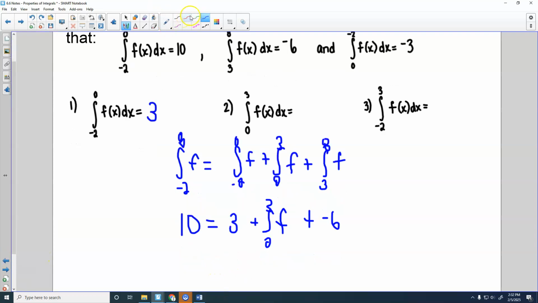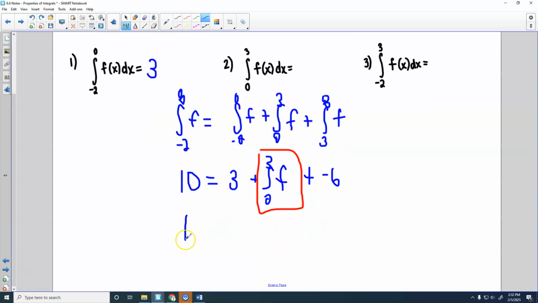So what I'm trying to find is the integral from 0 to 3 of f. That's what I'm looking for, right? What do I need to do to find that? Combine these two right here, and that will give me negative 3. So I will have 10 equals negative 3 plus the integral from 0 to 3 of f. And then what would I need to do, Lucas?